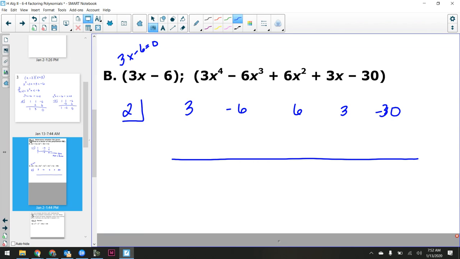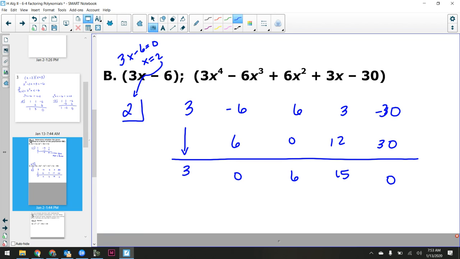Add the 6, divide by 3, x equals 2. That's why the 2 goes in the box. Then we got a 3, a -6, a +6, a 3, and a -30. Okay, so let's see. We've got a 3, a 6, a 0, a 0, a 6, a 12, a 15, and a 30.